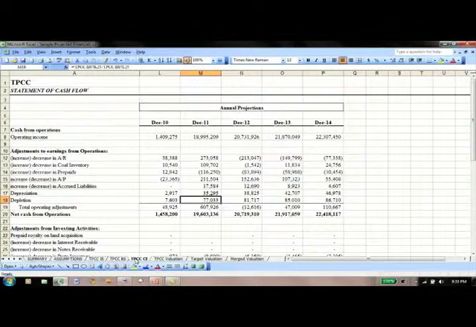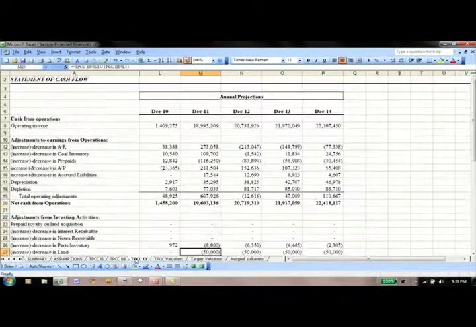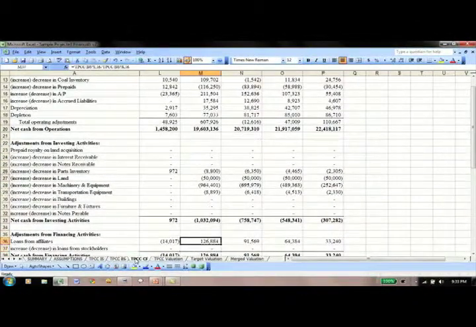Depletion essentially follows the very same concept as depreciation. And then this is just simple math where we're adding up all of the operating adjustments to get our net cash from operations. Next, we move on to adjustments from investing activities. And I am going to skip over places where we don't have data or where the data is zero. And now let's look at increase or decrease in parts inventory.